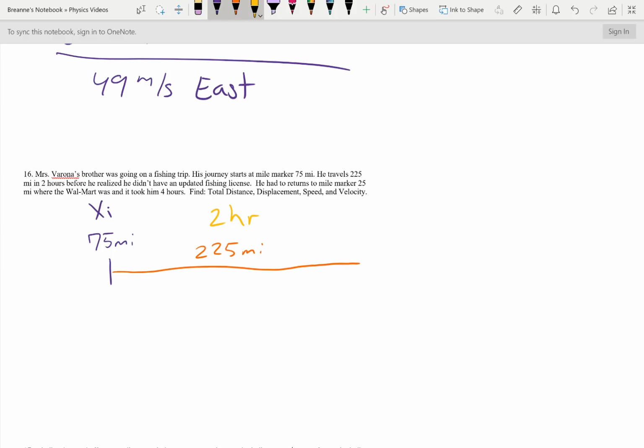After that, he turns around and he goes to mile marker 25. He does that in 4 hours. So that's where he's stopping, so this becomes your final position.